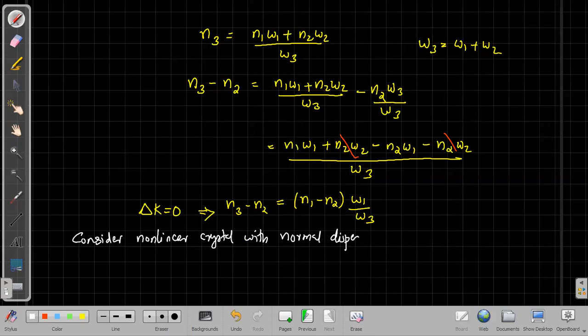Dispersion means the change in refractive index of the material with the frequency. Normal dispersion means usually the refractive index increases with increasing frequency. It is a function of frequency, so we cannot directly write that it is proportional to frequency. What we can say is the refractive index increases with frequency. It need not be linear in omega.